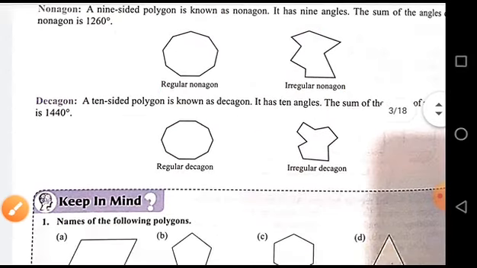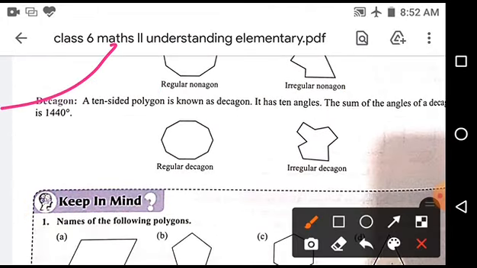Clear? Okay students. In the last, decagon. A 10-sided polygon is known as decagon. It has 10 angles. The sum of the angles of a decagon is 1440. This is an example of regular decagon and this is an example of irregular decagon.